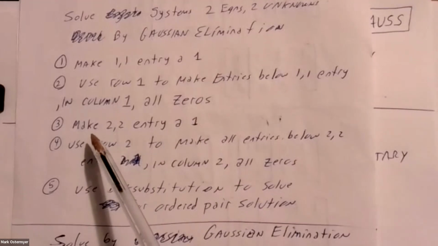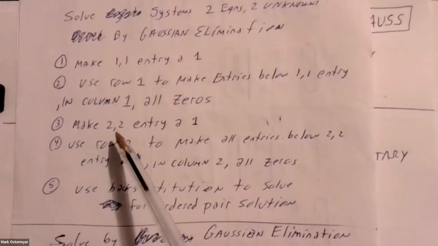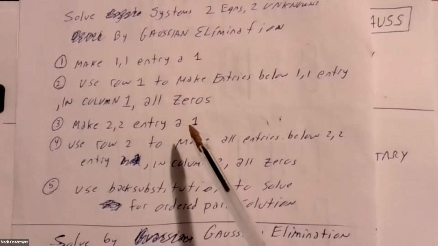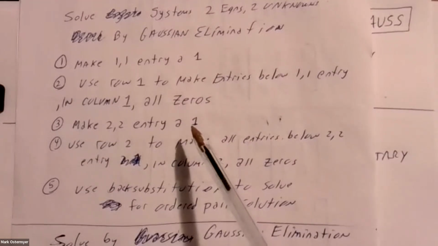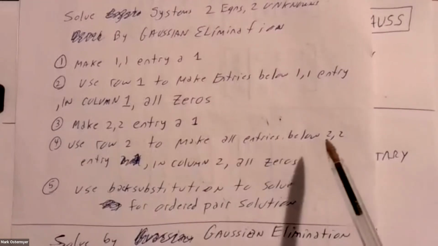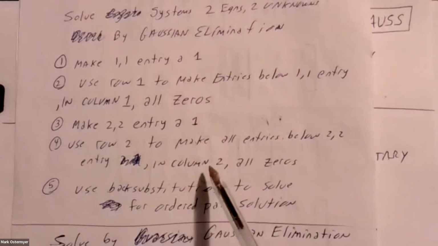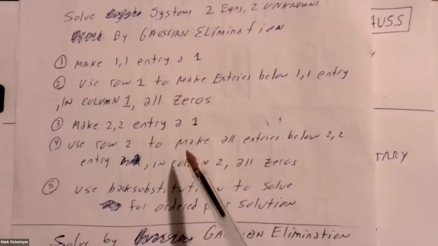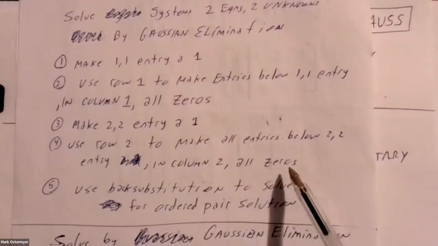Number 3, once we do that, we then make the 2-2 entry become a 1. And we do that by performing an elementary row operation on row 2. Once the 2-2 entry is a 1, we then have to use row 2 to make all entries below the 2-2 entry in column 2 become all zeros. In other words, we use row 2 to clear out the rest of column 2 below the main diagonal.